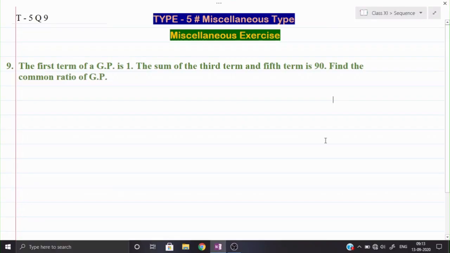Hello students, today we are going to start from question number 9. Already we have finished till question number 8. So let us see from the ninth question. The ninth question is from the miscellaneous exercise of sequence and series.